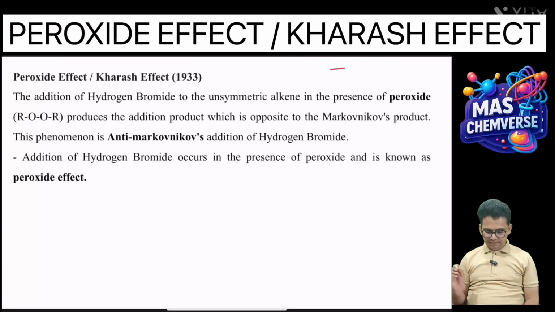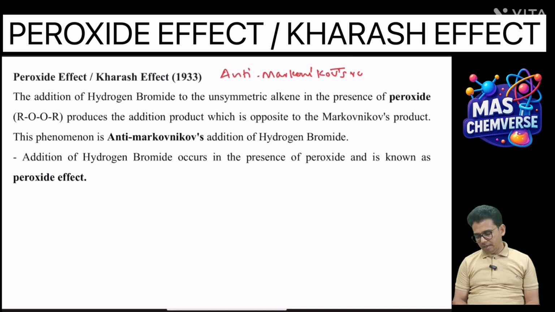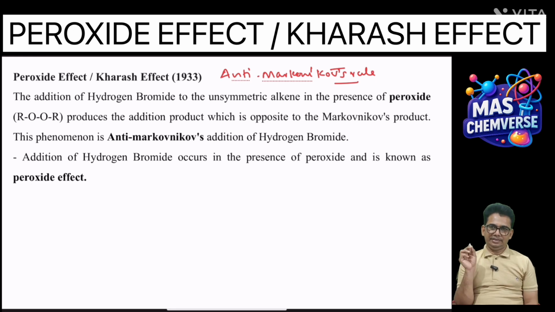Now we are going to discuss the peroxide effect. The peroxide effect is also known as the Anti-Markovnikov rule. It is opposite to the Markovnikov rule. It happens in the presence of peroxide. That's why it is called the peroxide effect, opposite to the Markovnikov rule.